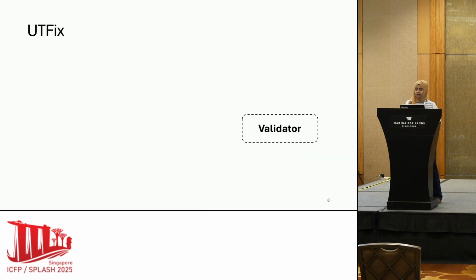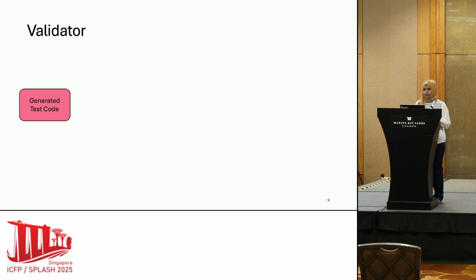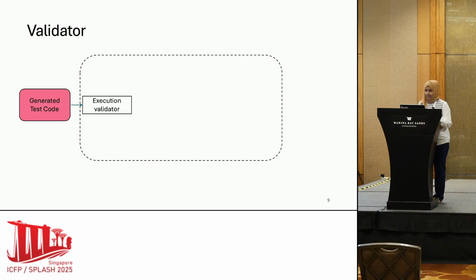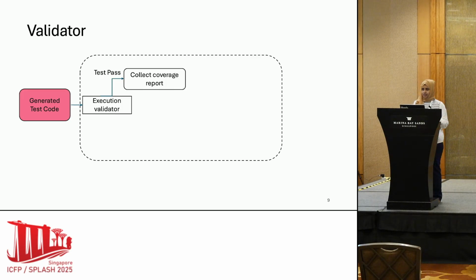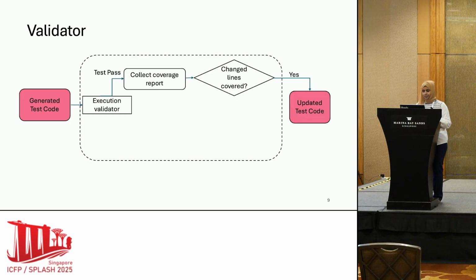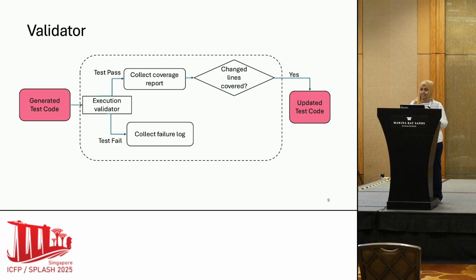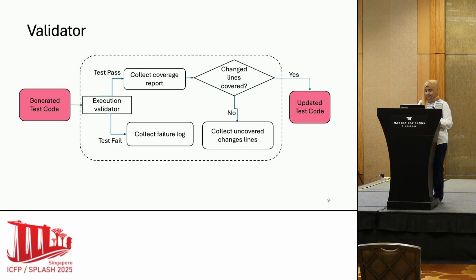Now I'll talk about how the validator works. The input to the validator is the generated test, and then we have an execution validator that runs the test, and if the test passes, we collect the code coverage. Then we check if all the changed lines are covered or not. If yes, then we are very happy and we update our test code. Otherwise, if the test fails, we collect the failure log. And if the test passes but not all the changed code is covered, then we collect only the uncovered lines.